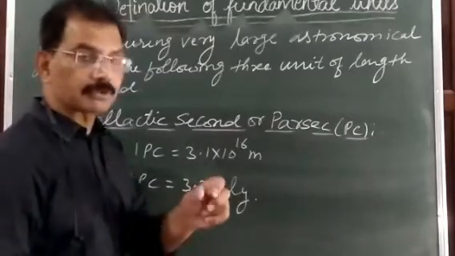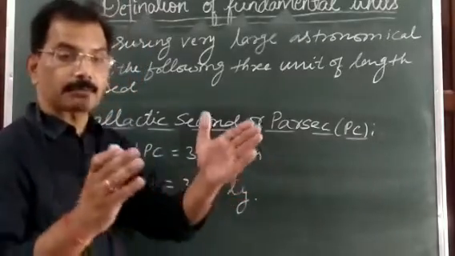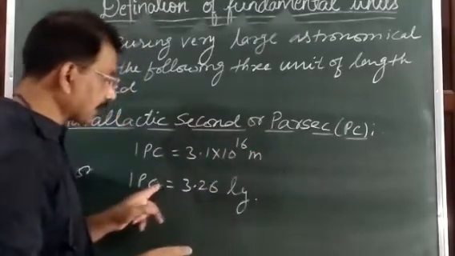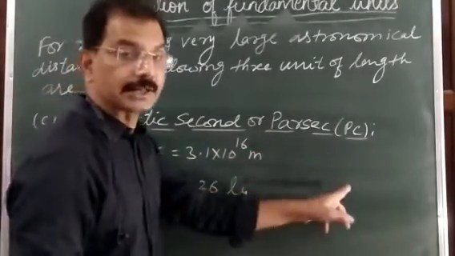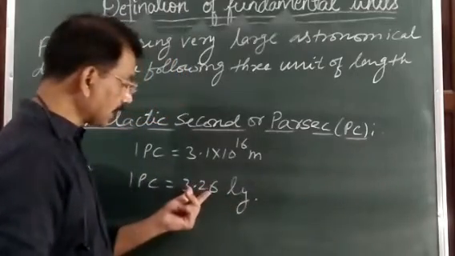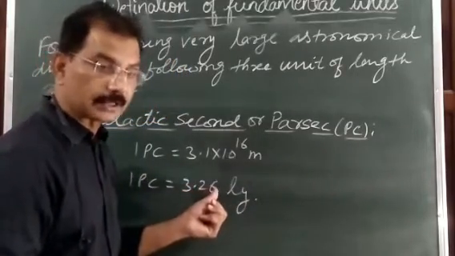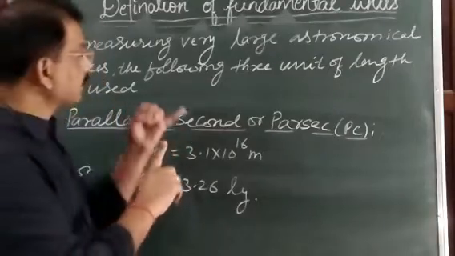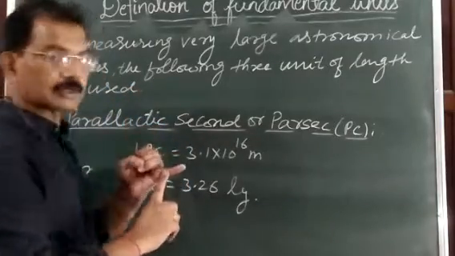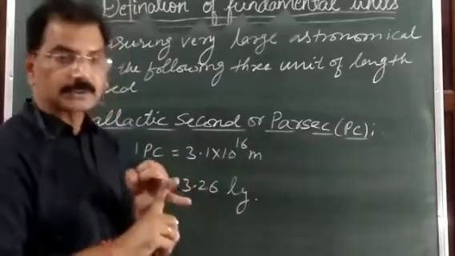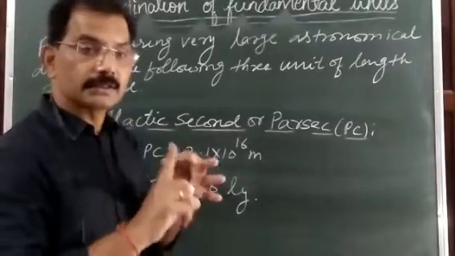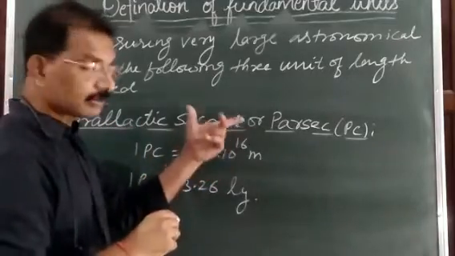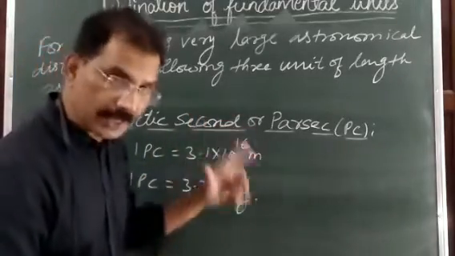Sometime in the exam, कभी-कभी exam में पूछते हैं fill in the blank, and in the fill in the blank they will give 1 parsec that's light year. So then you will write how many light year? 3.26 light year. So remember this, there are 3 bigger unit of length. First one is astronomical unit, second one is called light year, and third one is parallactic second. But all these 3 are also the unit of length.